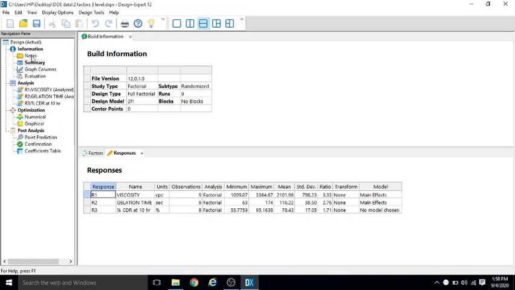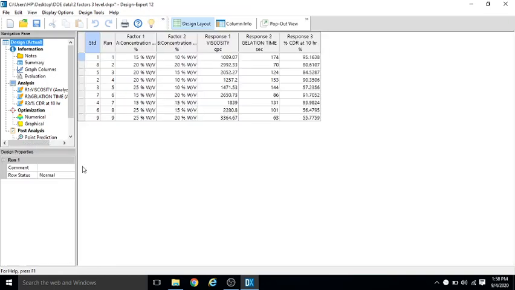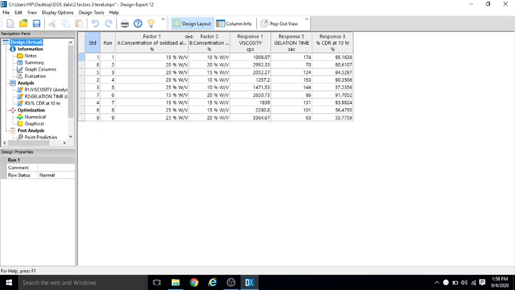Now going back to the actual design. So this is the concentration of oxidized alginate.